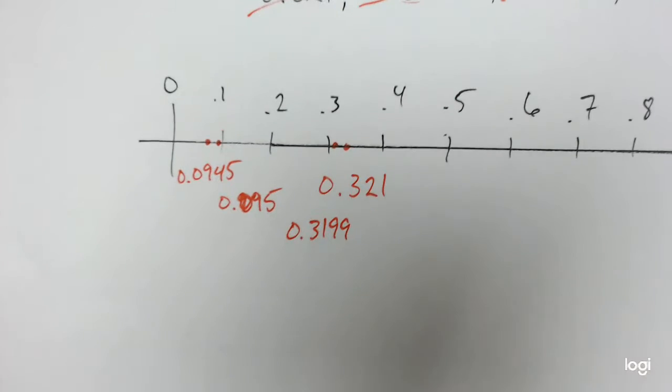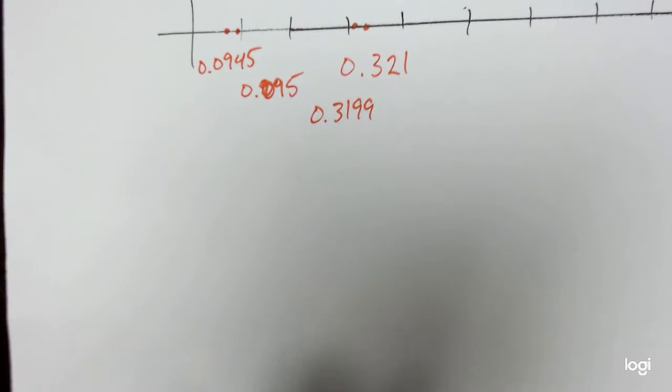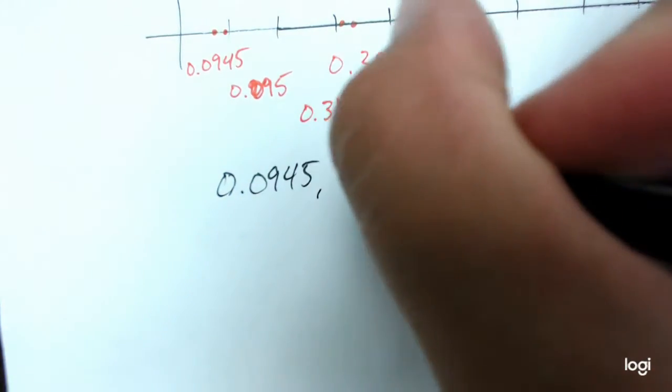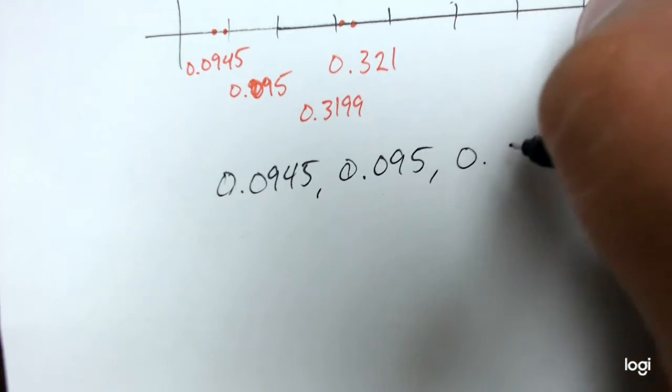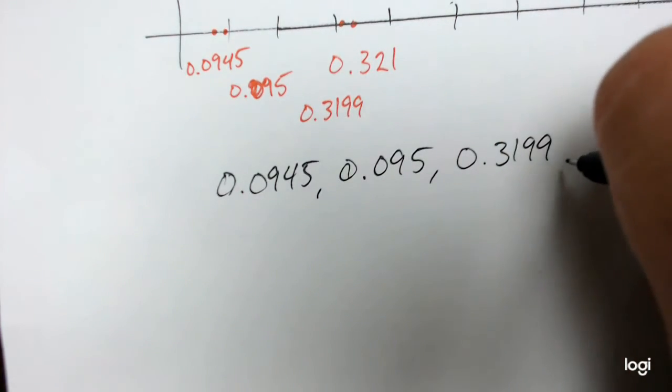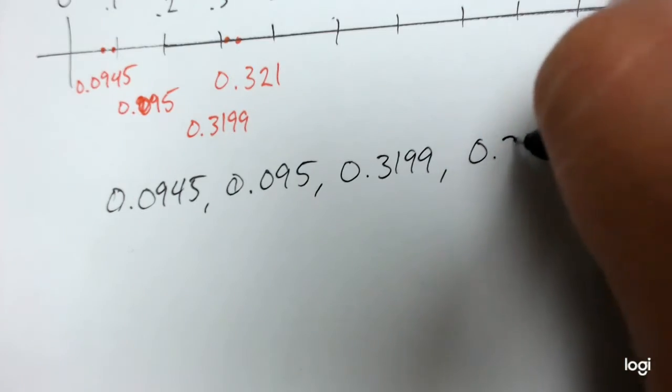So the order is going to be, for the final answer, it's going to be 0.0945, comma, 0.095, comma, 0.3199, comma, 0.321, and that will be the final answer.